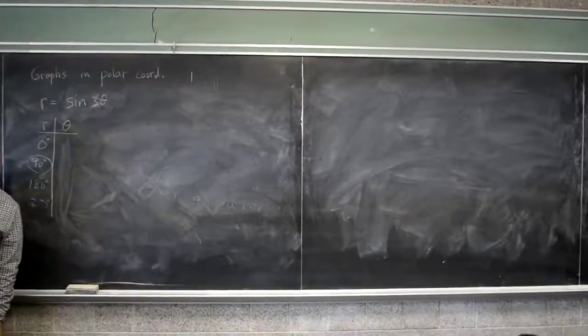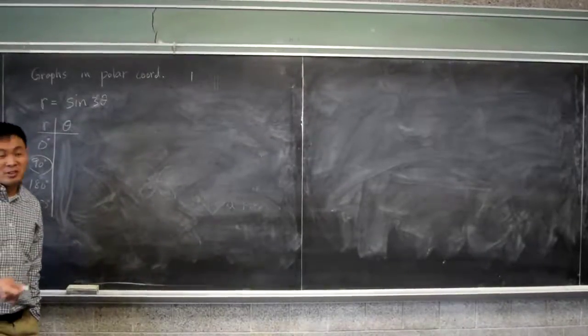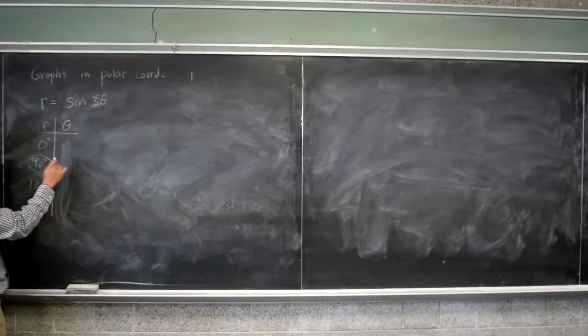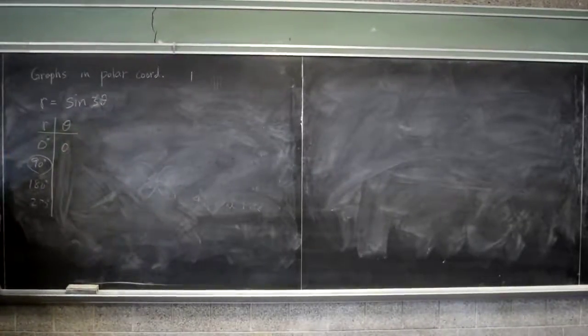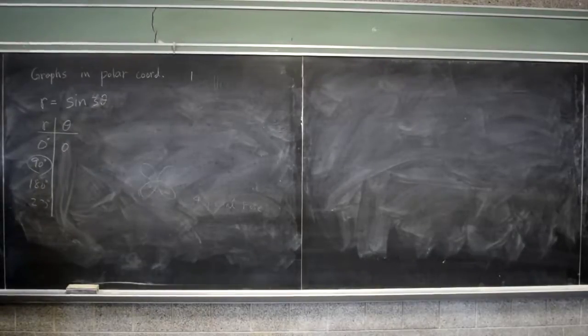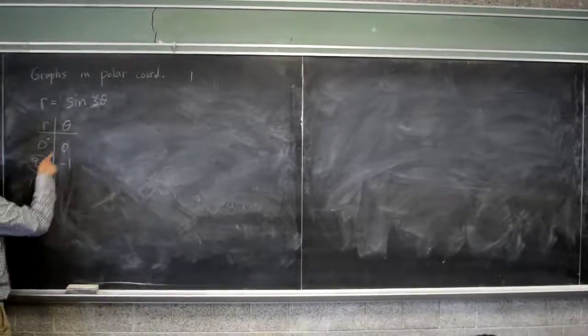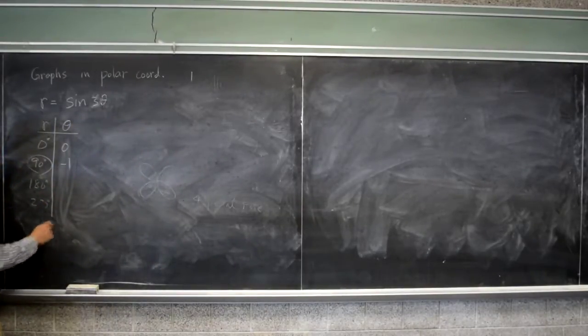Okay, let's try to draw r equals sine 3 theta. I'll be quick because I think we've done enough examples. All right, so sine 0 is 0. If you plug in 90, what's sine of 3 times 90? 3 times 90 is 270. Sine 270 is negative 1. If you plug in 180, 180 times 3 is 540, but that's the same as sine 180, so it's 0.